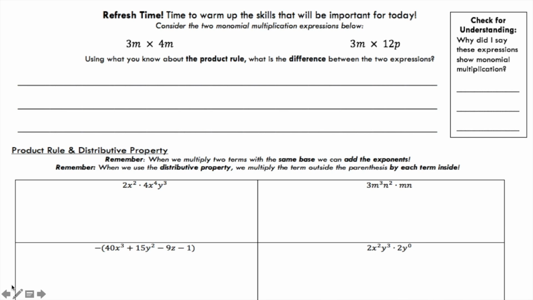So I have 2 monomial multiplication expressions shown below. I have 3m times 4m right here and 3m times 12p. So using what we know about the product rule, what is the difference between the 2 expressions?